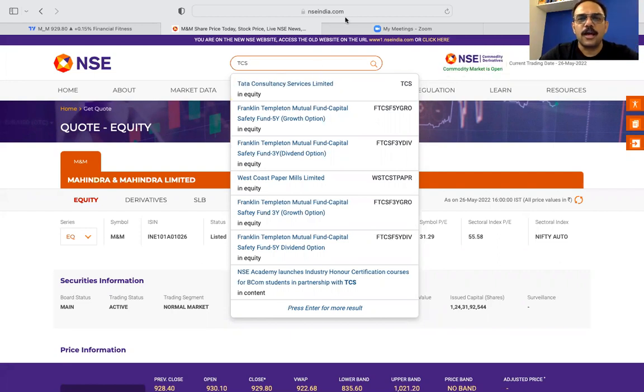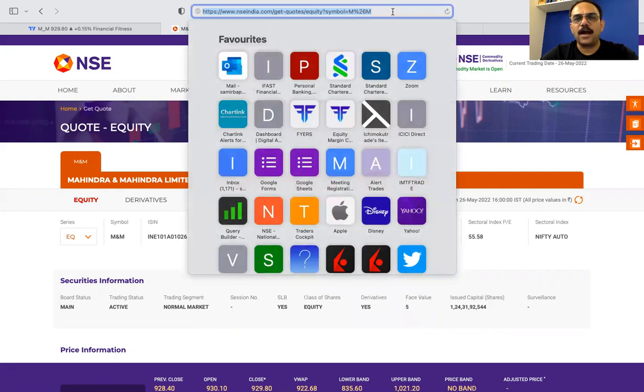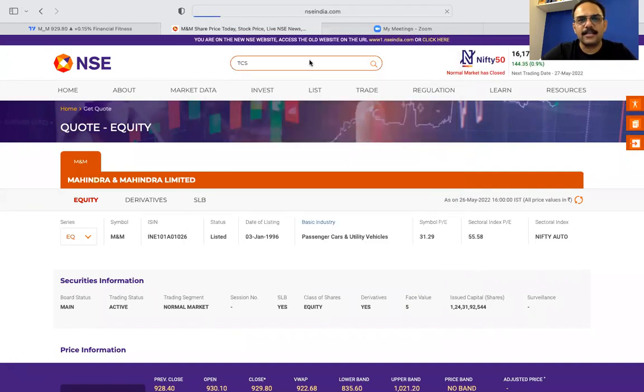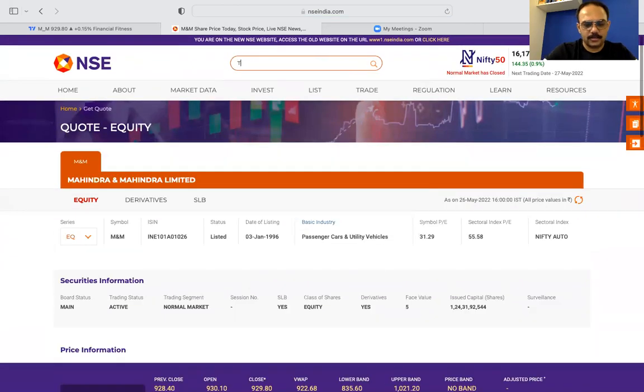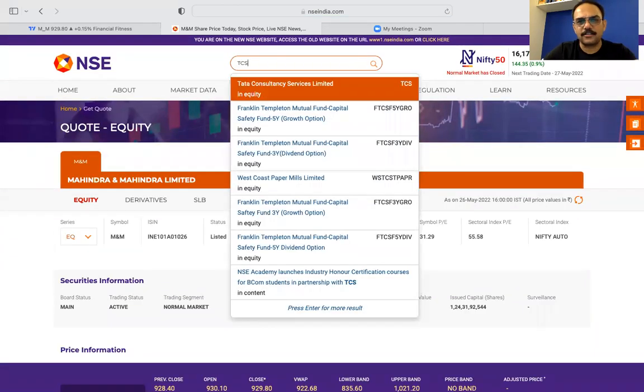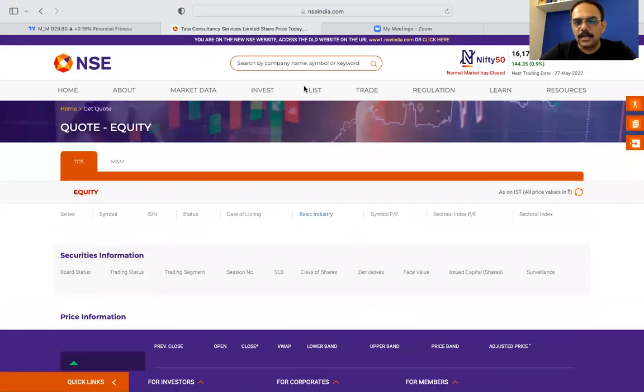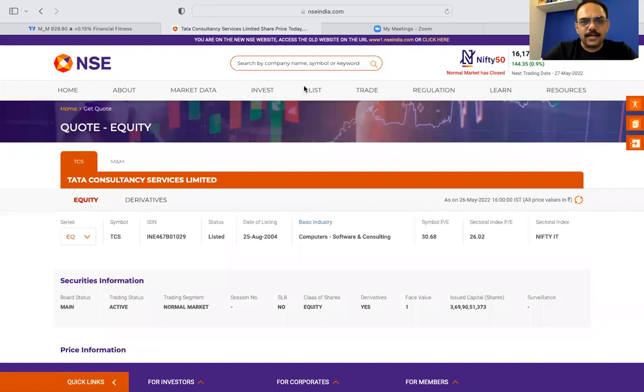What you have to do is go to nseindia.com. This is the National Stock Exchange of India's website. You have to go there and type here TCS or Tata Consultancy. You will get this. Select this and you will get all the data.